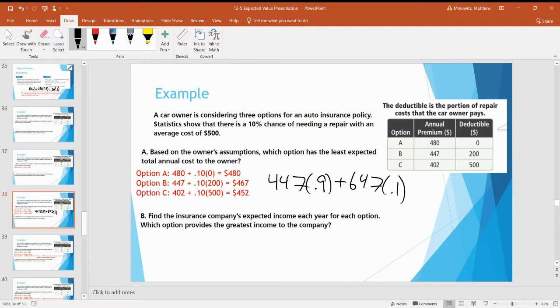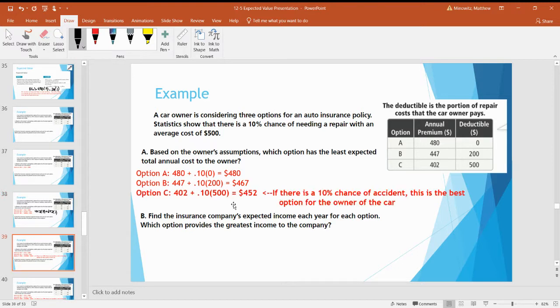And option C, same thing, we calculate the expected value. So which one has the least expected cost for you? Option C. Okay, if there's a 10% chance. Now, if the percent chance changes, then we got to recalculate expected values. But this is how people who understand finance calculate.